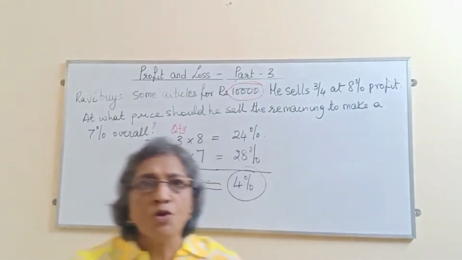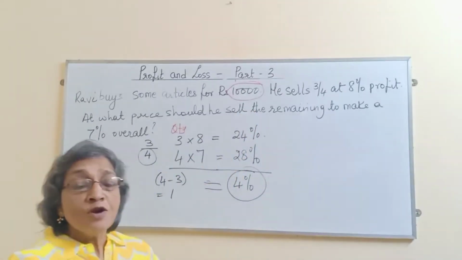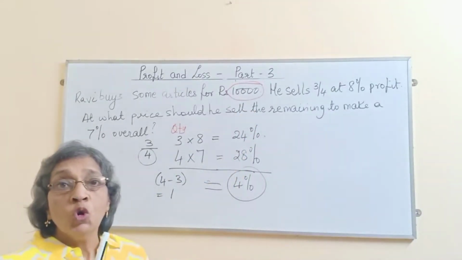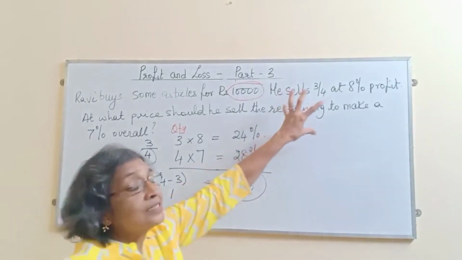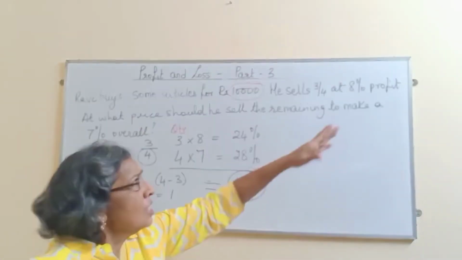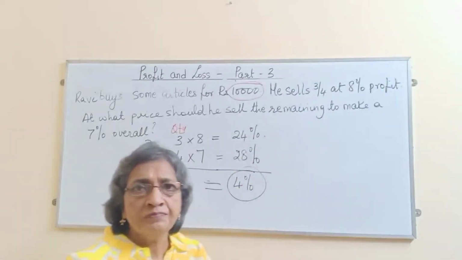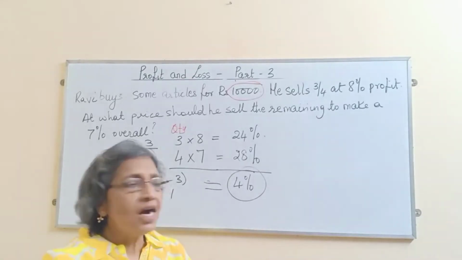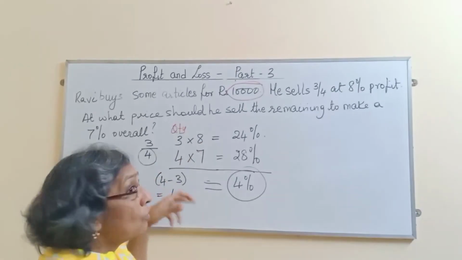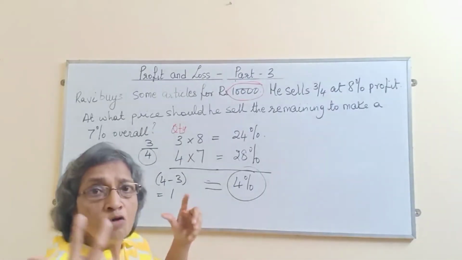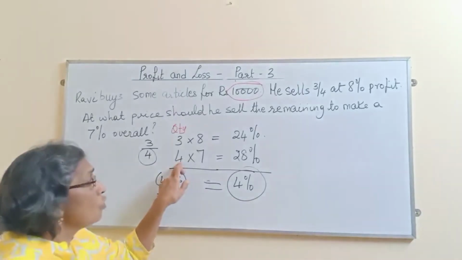Got this? No need for you to know the quantity and no need for you to know the value. What you need to do is just take the fraction. Now sometimes you may be given the fraction, like here I have given you 3/4. So you know that 3 of the articles are sold at 8% profit. What is the remaining? 1. How much is that to be sold for? Take the overall profit, that is 4%.